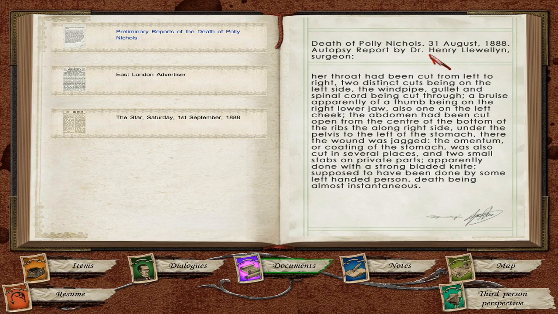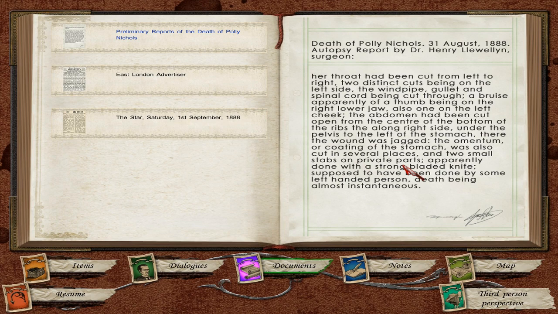Let's check the report. Death of Polly Nichols, August 31st, 1888. Autopsy report by Dr. Henry Lublin, surgeon. Her throat had been cut from left to right, 2 distinct cuts being on the left side. The windpipe, gullet, and spinal cord being cut through. A bruise apparently of a thumb being on the right lower jaw. Also, one on the left cheek. The abdomen had been cut open from the center of the bottom of the ribs along the right side, under the pelvis to the left of the stomach. There the wound was jagged. The omentum, or coating the stomach, was also cut in several places, and 2 small stabs in the private part.